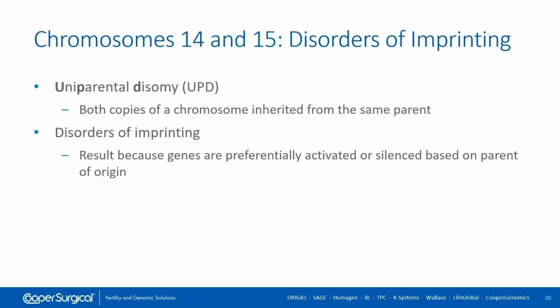The last chromosomes I'm going to talk about are chromosomes 14 and 15 and their association with disorders of imprinting. Uniparental disomy, or UPD, occurs when both copies of a chromosome are inherited from the same parent, and there's no genetic contribution from the other parent. Disorders of imprinting result because genes are preferentially activated or silenced based on the parent of origin.